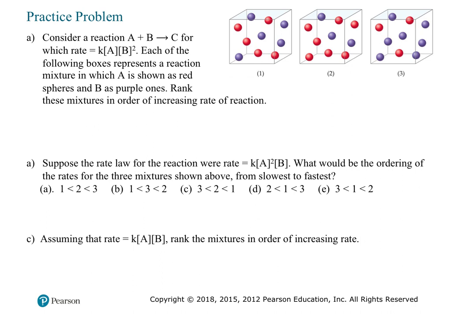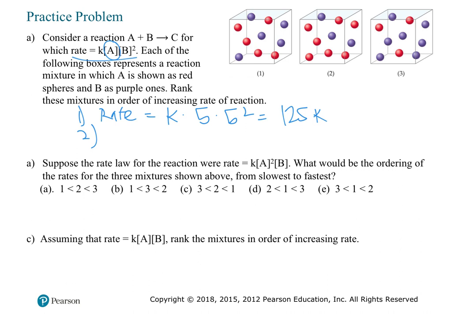So if we have this reaction here, they determined experimentally this rate law. We're going to rank their mixtures in order of increasing rate. For number 1, the rate is equal to k times A. Now A are the red, so we're going to plug in 5, times blue, 5 squared. So we get the rate is 125k.